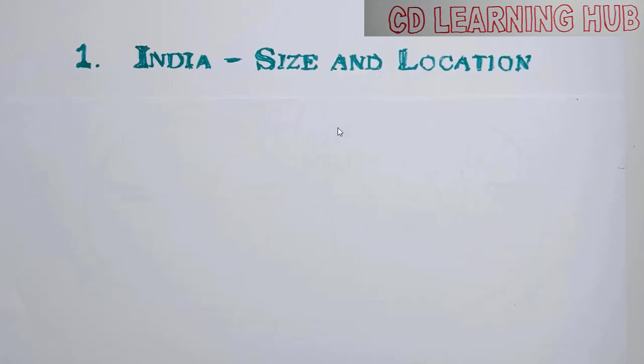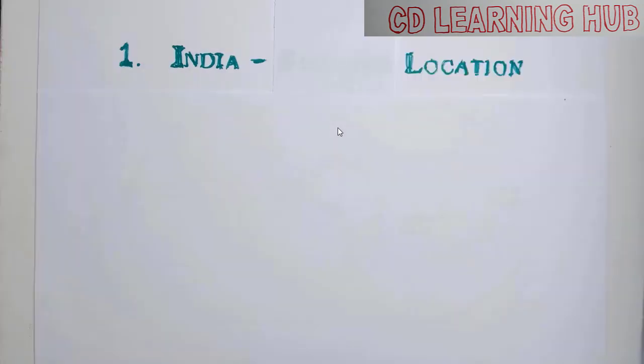Today we are going to discuss the first chapter of NCERT Geography book of class 9. As the title of the chapter itself suggests, we are going to study about the size of India and its location. First of all, let us discuss about the location of India.